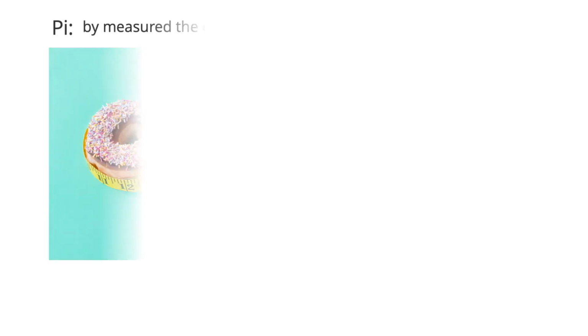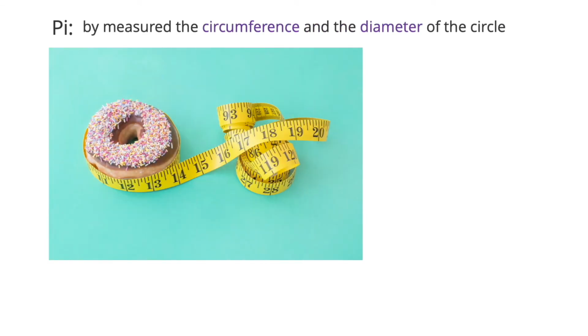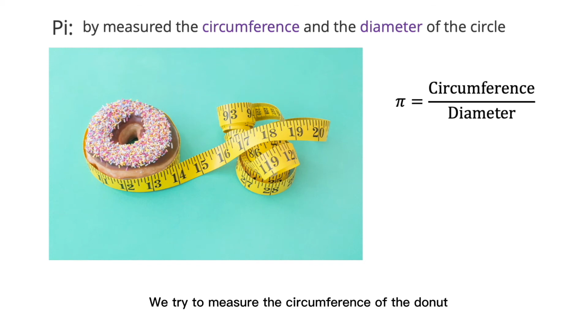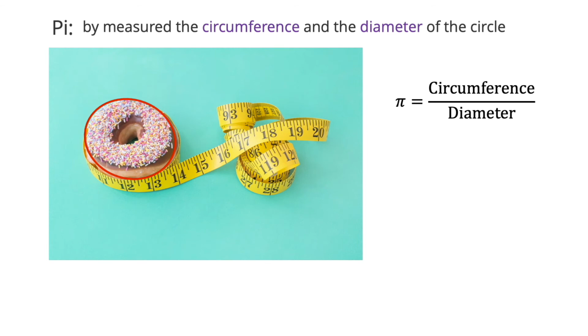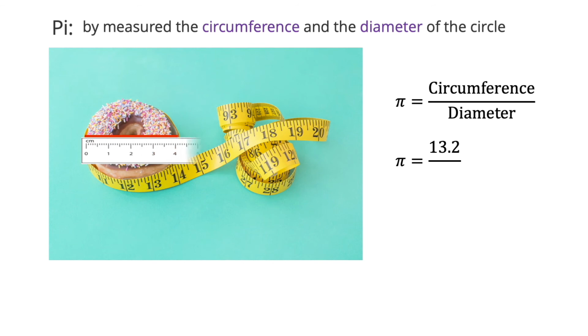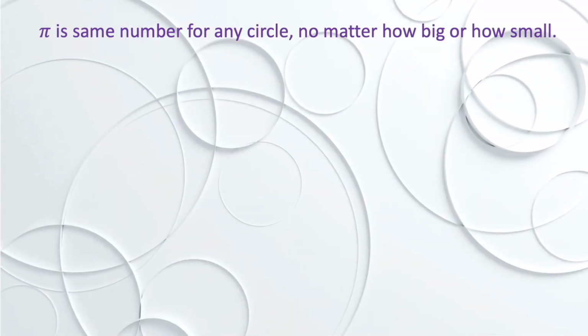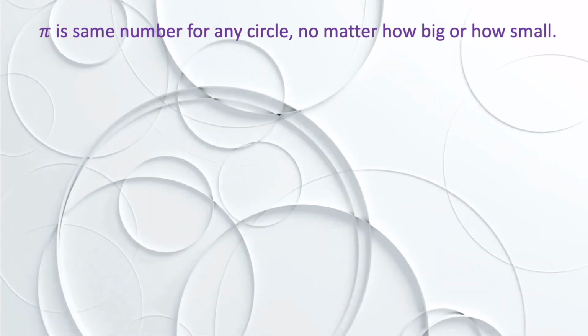For any circle, we can find the special number pi by measuring the circumference and the diameter of the circle, and dividing the circumference by the diameter. We try to measure the circumference of the donut, that is 13.2 cm, then measure its diameter, which is 4.2 cm. 13.2 divided by 4.2, we get 3.14. Pi is approximately 3.14. Pi is the same number for any circle, no matter how big or how small.